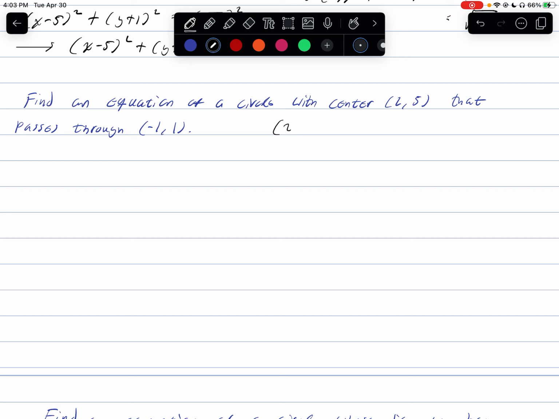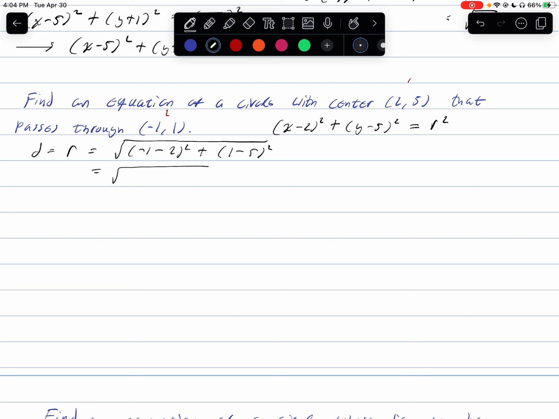(x - 2)² + (y - 5)² = r². We need to figure out what r is, but remember, all we have to do is use the distance formula again. So our distance is equal to our radius, and this is equal to the square root of (x2 - x1)² + (y2 - y1)². So we'll have (-1 - 2)² + (1 - 5)², and we're taking the square root of that whole thing.